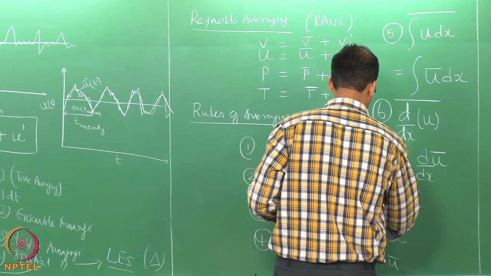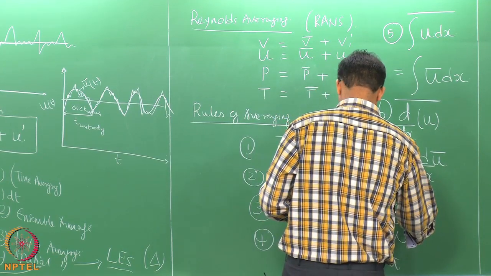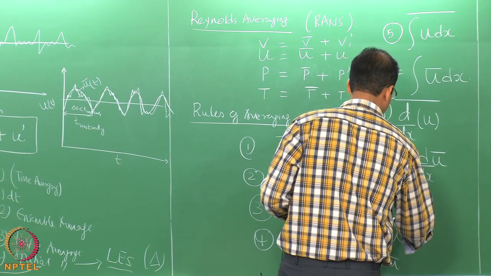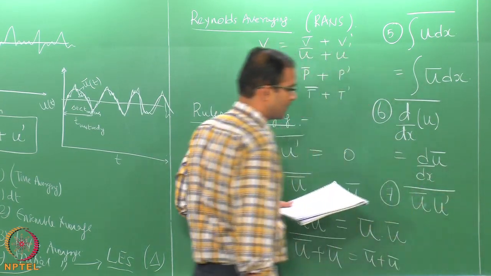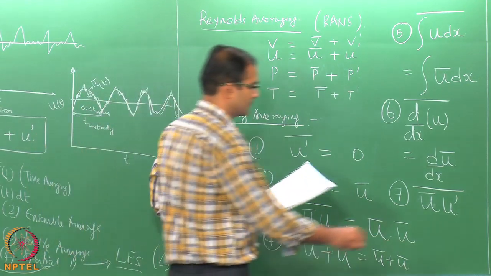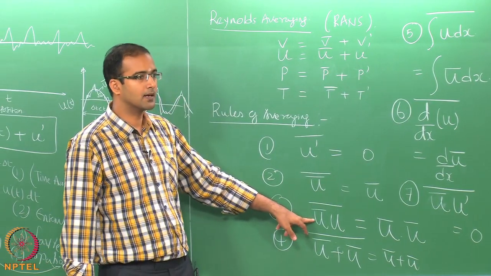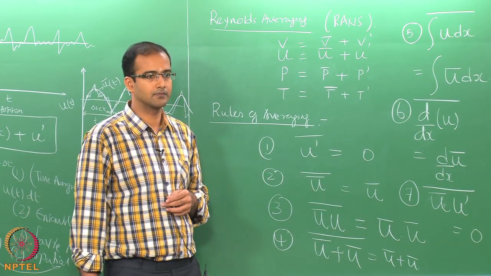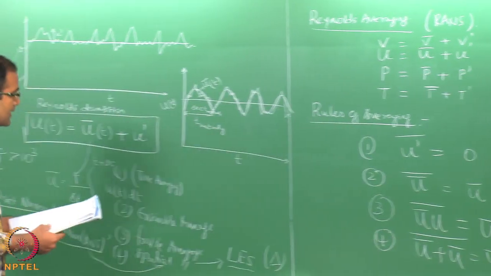Now the other rule is an important rule. It says that if I take, for example, a product of the mean and the fluctuating component, and I apply the averaging of this, what do you think will happen? Zero. Because this can be split, according to the product rule, as u bar into u prime bar, and since u prime bar is 0, this should be 0. Okay. So these are the rules that you have to keep in hand when we start deriving the RANS equation.